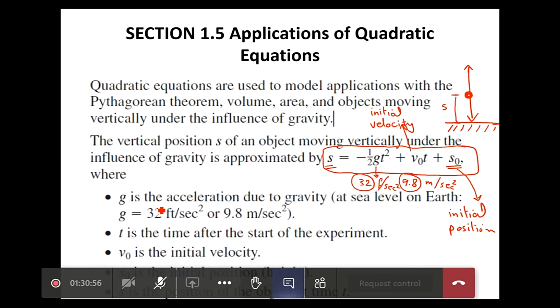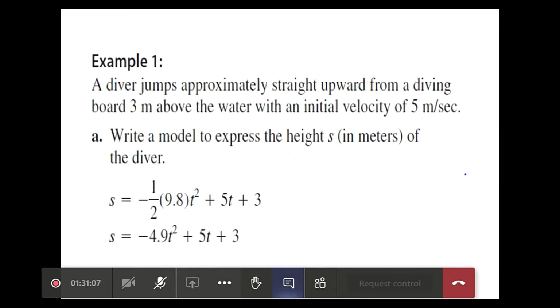Okay, so G equals what? 32 or 9.8. Okay.